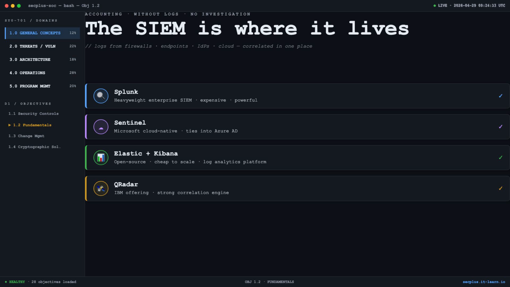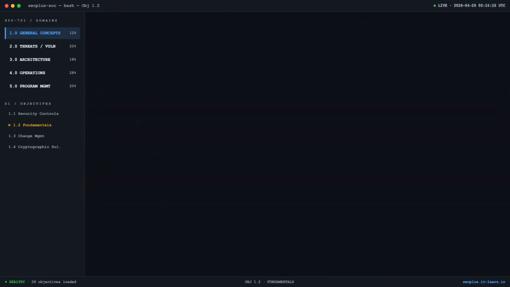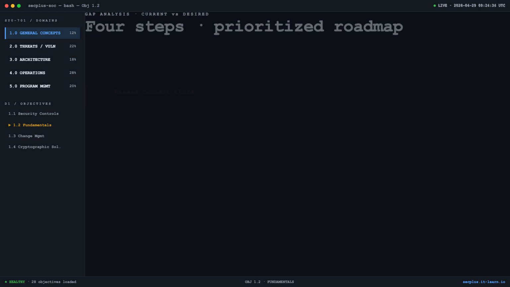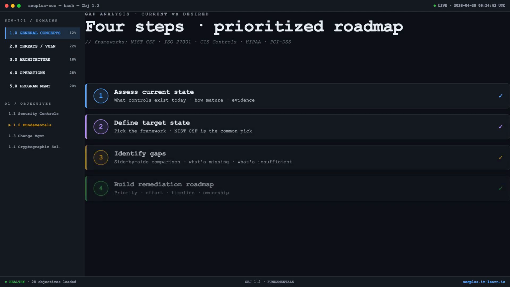Gap analysis is straightforward. Compare your current security posture to the desired state. Identify the gaps. Build a remediation roadmap. The desired state is usually a published framework: NIST CSF, ISO 27001, CIS controls, HIPAA, PCI DSS. The output is a prioritized list of what's missing or insufficient. The process: assess current state, define target state, identify gaps, create the remediation roadmap.